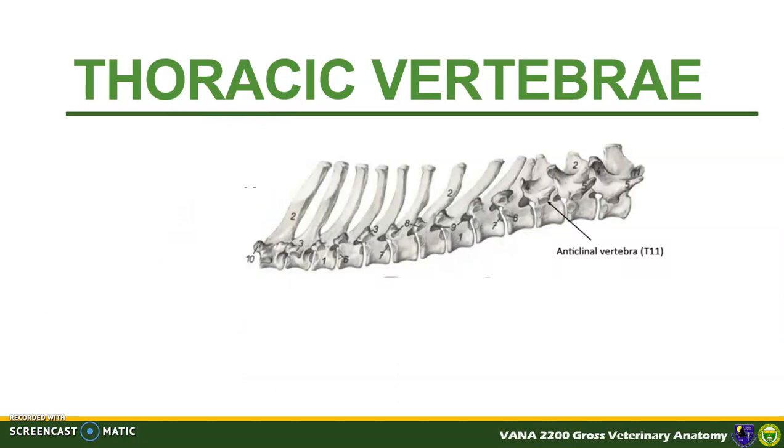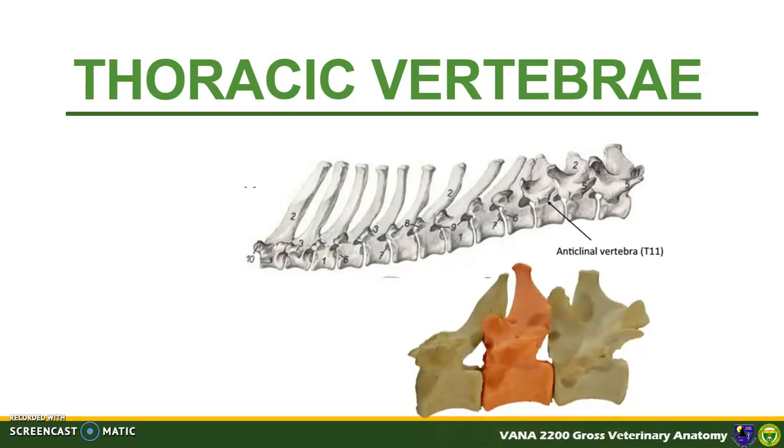Look at this schematic drawing of the thoracic vertebrae of dog. Observe that the spinous processes are oriented caudally until one spinous process is vertically inclined. This vertebra is called the anticlinal vertebra. In contrast, the spinous processes of the vertebrae caudal to the anticlinal vertebra are oriented cranially. The anticlinal vertebra of dog is T11.